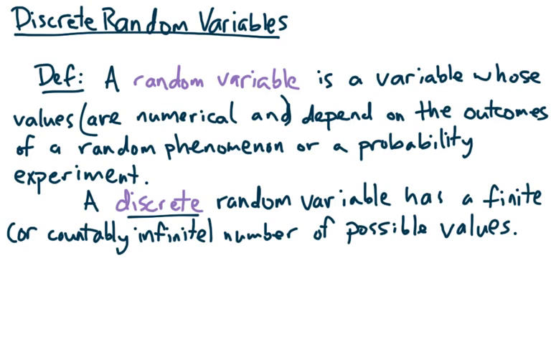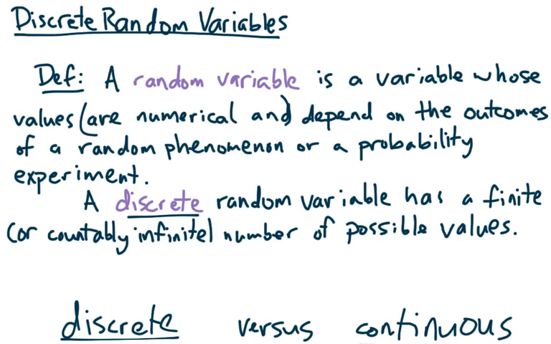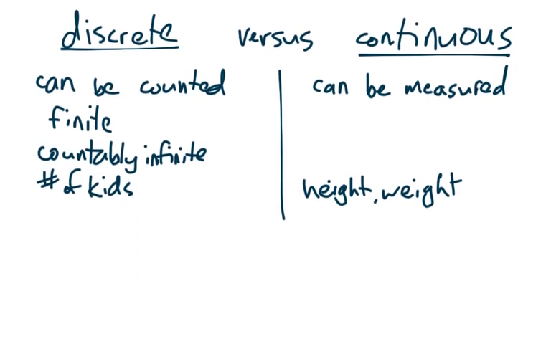Discrete, as opposed to what? What else could it be? It could be continuous. Discrete versus continuous. Discrete are things that can be counted, things that are finite or countably infinite, like we said. Something like the number of kids, or how many fingers do you have? Continuous are things that can be measured.